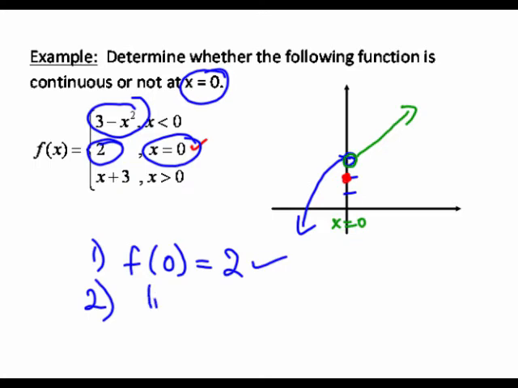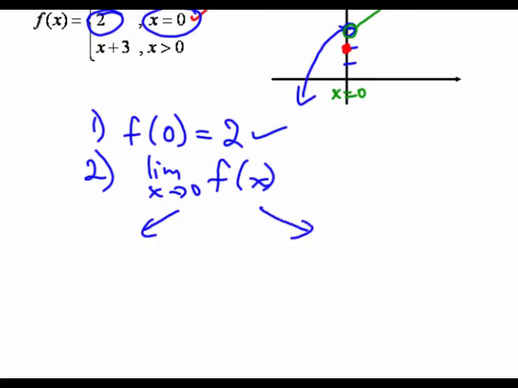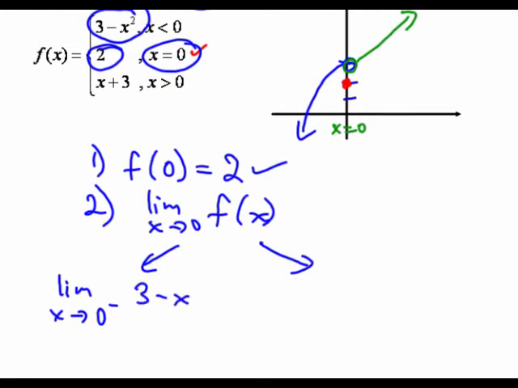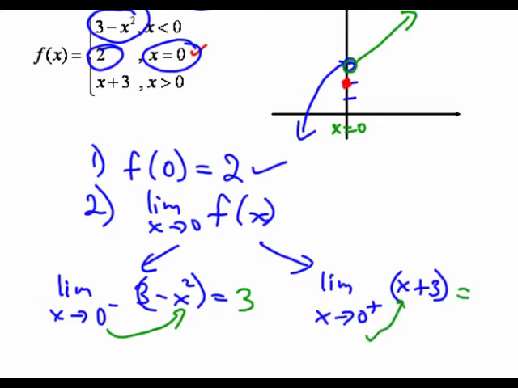Condition 2 says that the limit as x approaches 0 of f of x must exist. Since this is a piecewise function, and for a limit to exist it must exist from both sides, we're going to have to look separately at the two sides because different equations are involved. When x is less than 0, we're dealing with this function, and coming from the right side, we're dealing with this function. So we have to evaluate these two limits. As x approaches 0 from the left, this approaches 3. As x approaches 0 from the right, this approaches 3. Since my two one-sided limits are the same, the limit overall is 3. So condition 2, does the limit exist? The answer is yes, the limit exists.